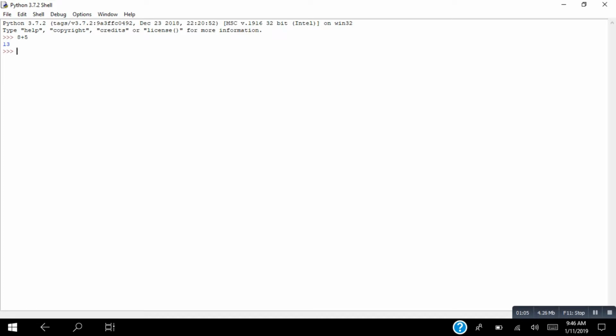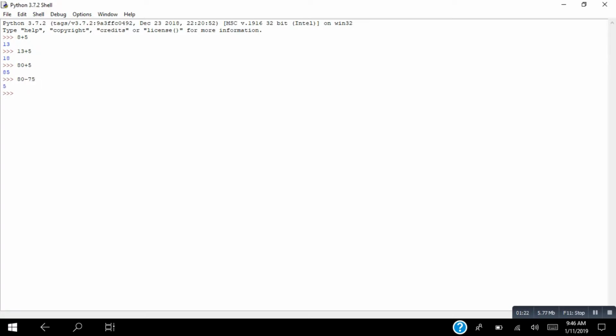Like, if you add 13 plus 5, it's 18. If you want to add 80 plus 5, it would be 85. If you want to subtract two numbers, 80 minus 75, that would be 5. If you want to multiply two numbers, that would be like this.